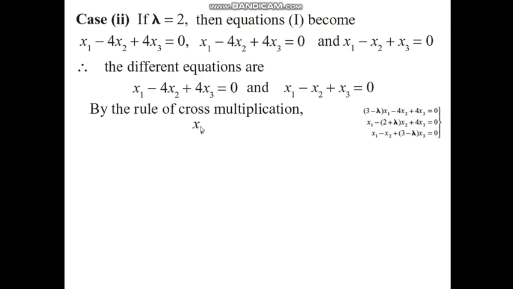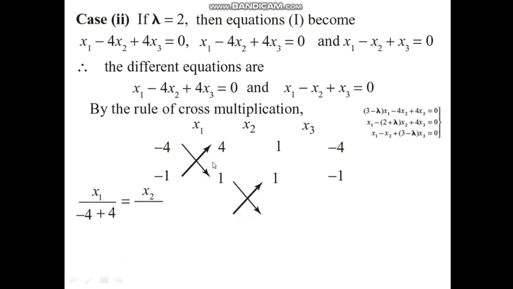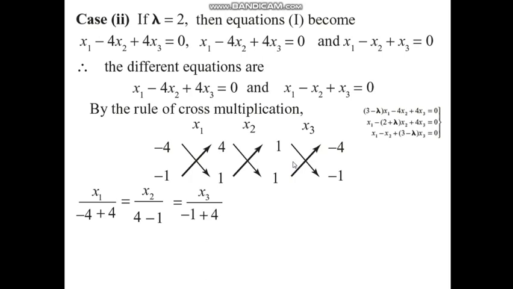By the rule of cross multiplication, we write the three unknowns x1, x2, x3. Start with the x2 coefficient, x3 coefficient, x1 coefficient, x2 coefficient from the first equation. Similarly, start with the x2 coefficient, x3 coefficient, x1 coefficient, and x2 coefficient from the last equation. By cross multiplication, x1 upon (−4 + 4) equals x2 upon (4 − 1) equals x3 upon (−1 + 4).